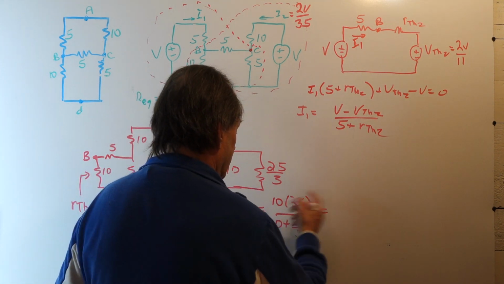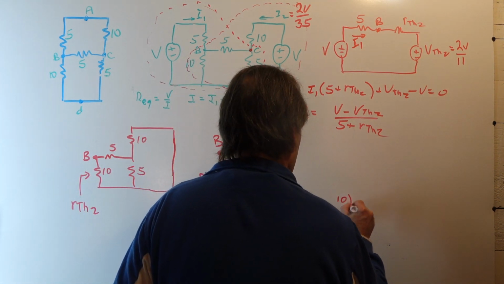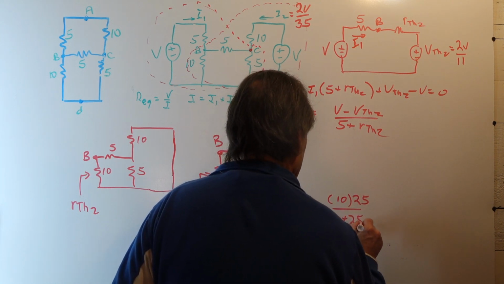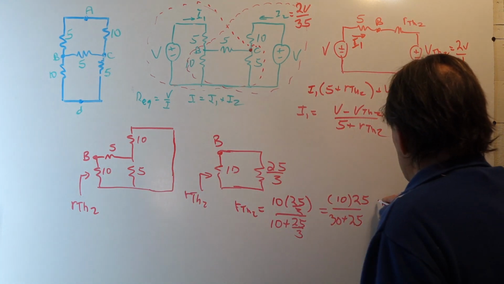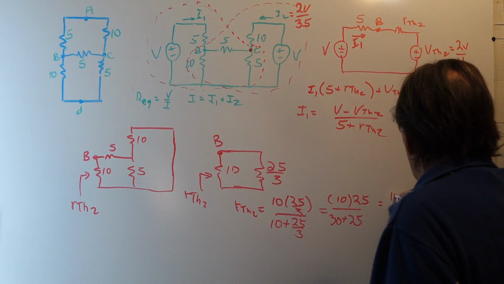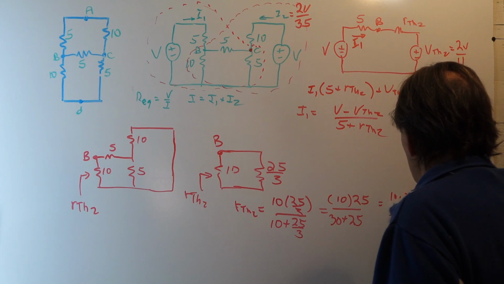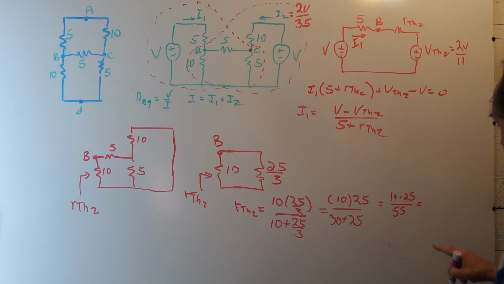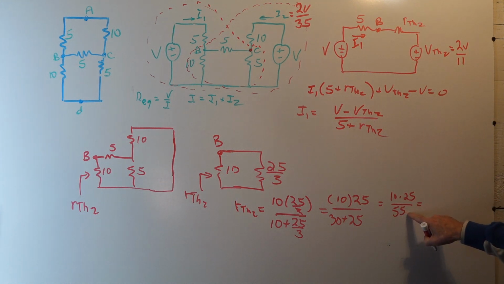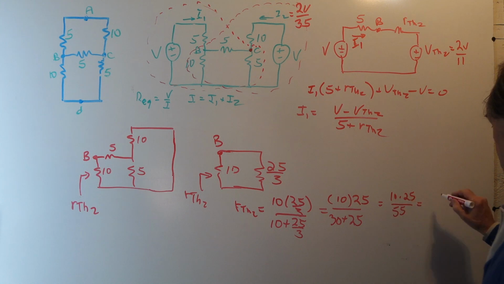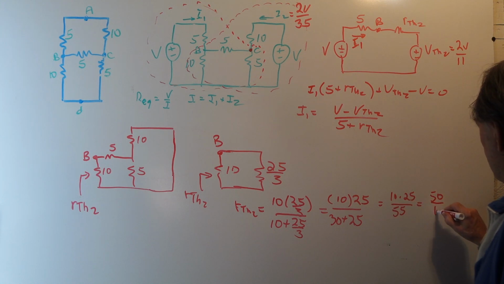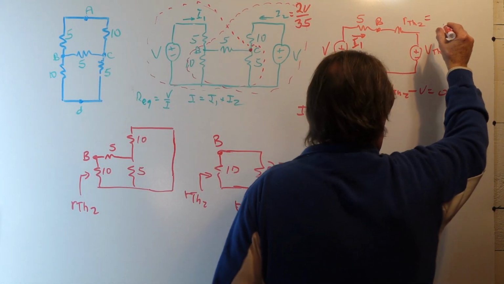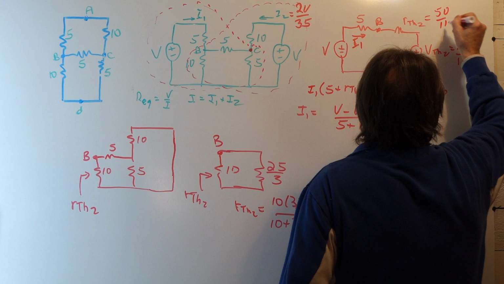Multiplying numerator and denominator by 3, we have 10 times 25 over 30 plus 25. So this becomes 10 times 25 over 55. We have a common factor of 5 in numerator and denominator, so this is 2 times 25, or 50 over 11. That's our RTH2. So the equivalent resistance here is 50 over 11.